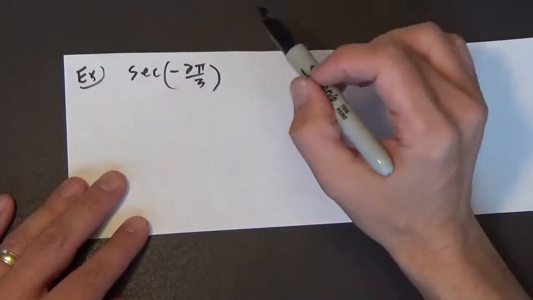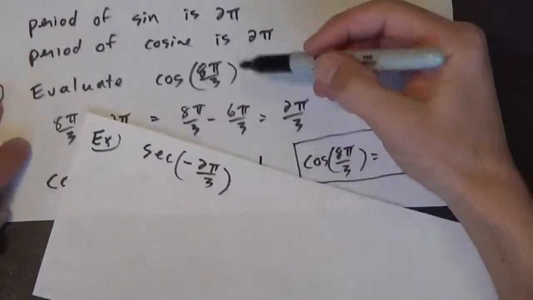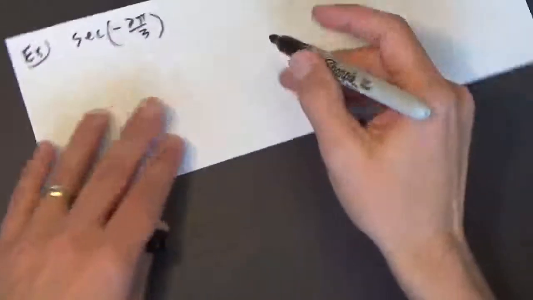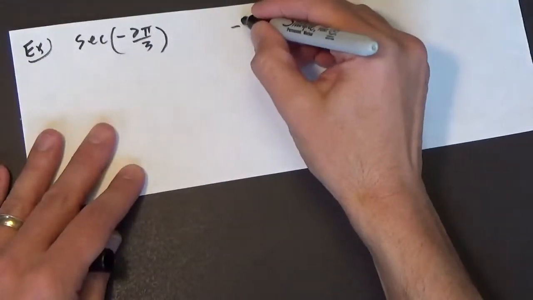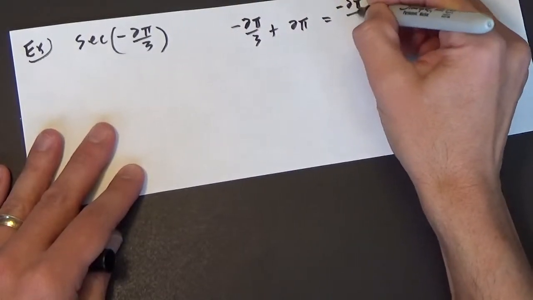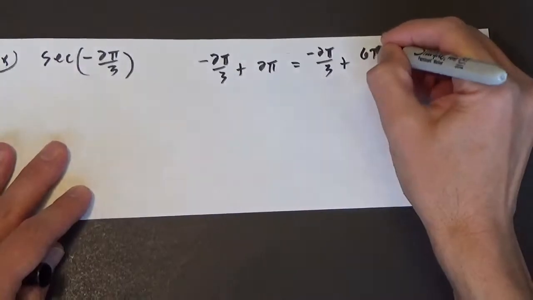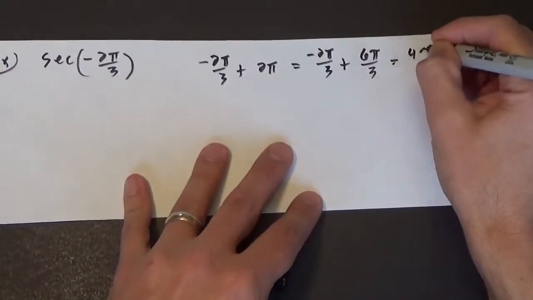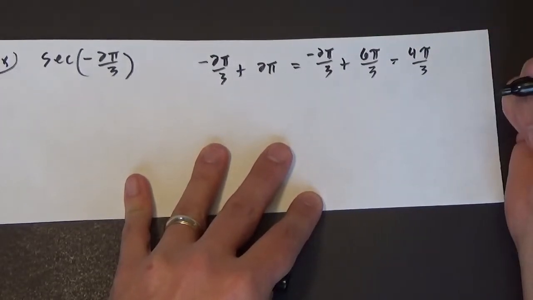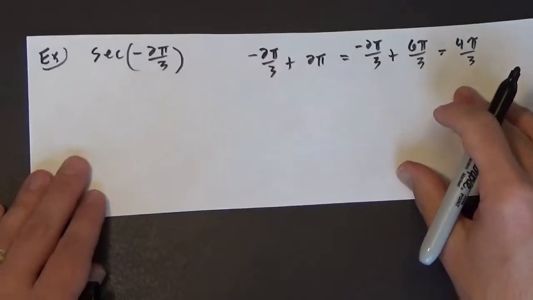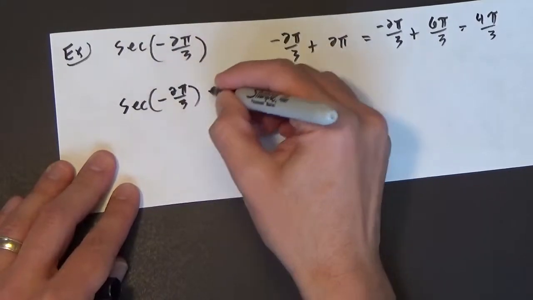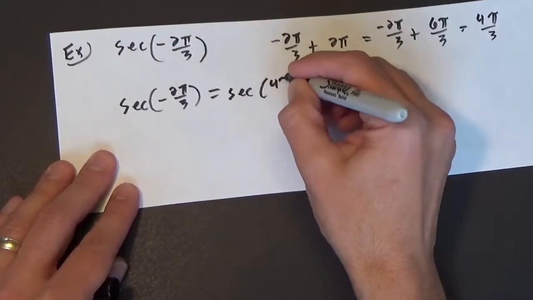Because we're negative, notice that up here we started off with a positive angle and we subtracted 2 pi to get back to the unit circle. When you have a negative angle, we have to add 2 pi. So negative 2 pi over 3 plus 2 pi is negative 2 pi over 3 plus 6 pi over 3, which is 4 pi over 3. And 4 pi over 3 is on the unit circle. So that means the secant of negative 2 pi over 3 equals the secant of 4 pi over 3.